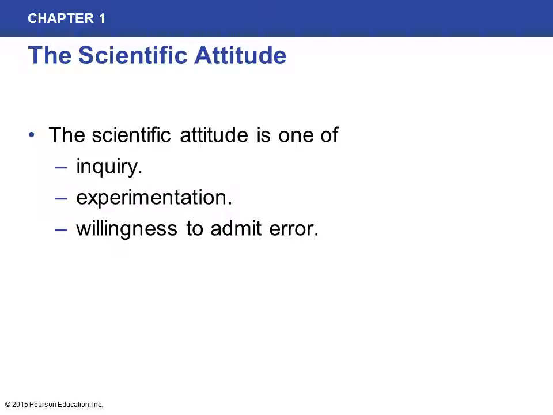Overall, science needs to have an attitude or ideas of inquiry, experimentation, and willingness to admit error. So if you never try to inquire and learn new things, science would never progress. And we want science to progress and want to continue to learn new things about the world around us. Experimentation is the way that we learn about the world around us. So we need to experiment to find out if our ideas are correct or not.